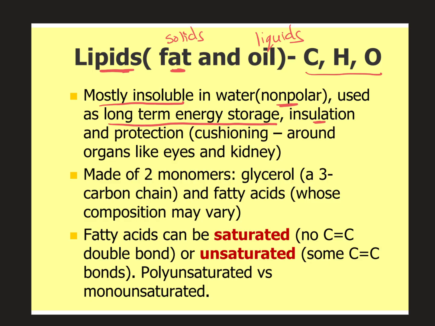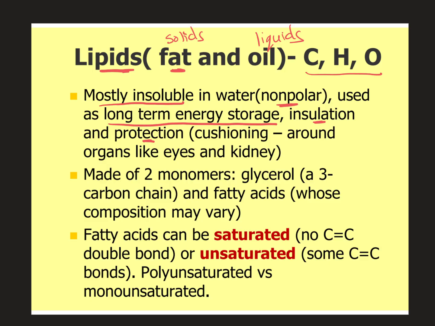They're used to insulate, so they provide warmth in colder areas. They provide protection around vital organs, like your eyes. Remember, your eyes are surrounded by a bony socket in your head, and eyes are quite delicate, so we don't want them getting scraped up. Kidney is another one. Even the heart should have a little bit of fat around it.